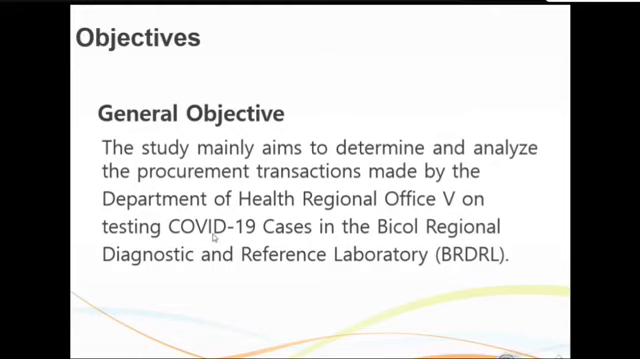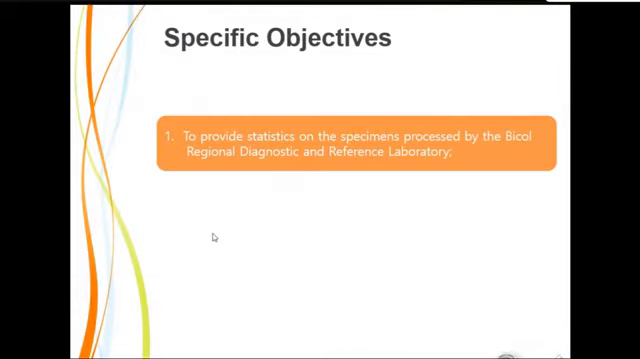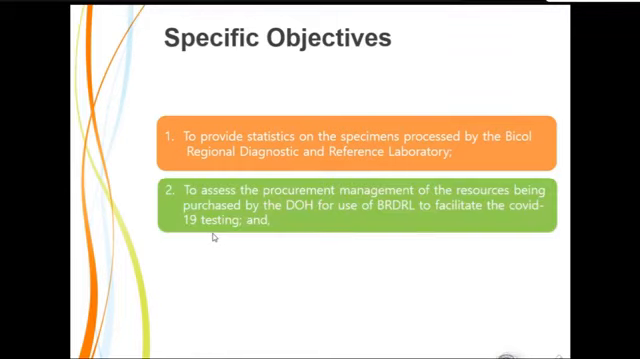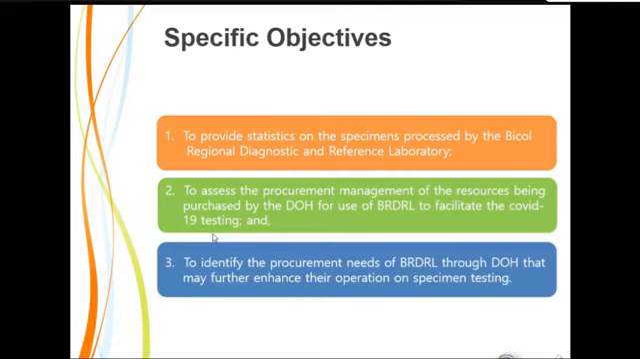The study mainly aims to determine and analyze the procurement transactions made by the Department of Health Regional Office 5 on testing COVID-19 cases in the Bicol Regional Diagnostic and Reference Laboratory. Specifically, it aims to provide statistics on the specimens processed by the Bicol Regional Diagnostic and Reference Laboratory, to assess the procurement management of the resources being purchased by the DOH for use of BRDRL to facilitate the COVID-19 testing, and finally, to identify the procurement needs of BRDRL through DOH that may further enhance their operation on specimen testing.